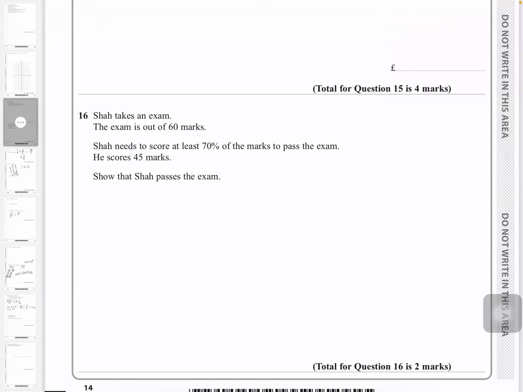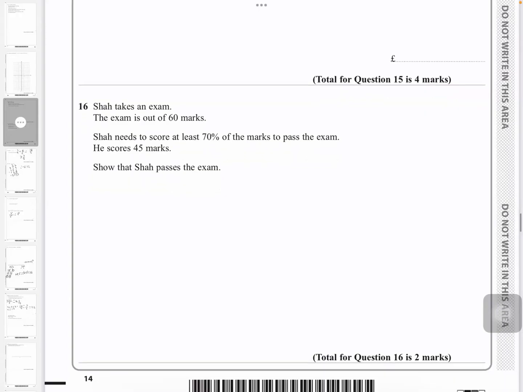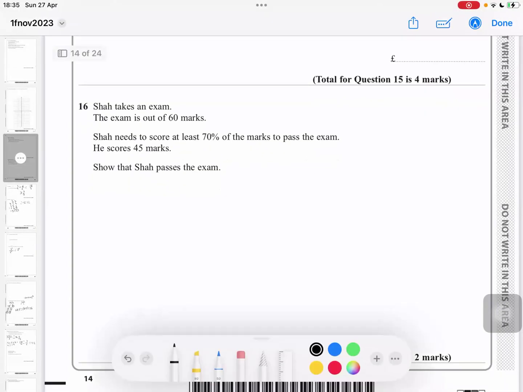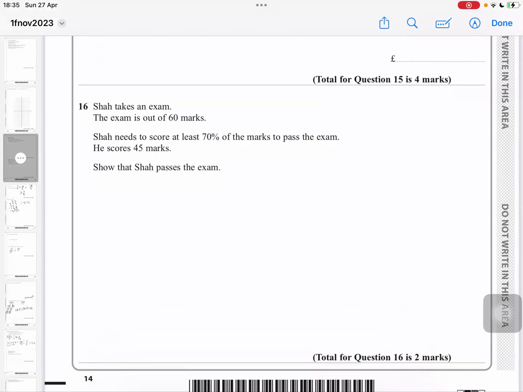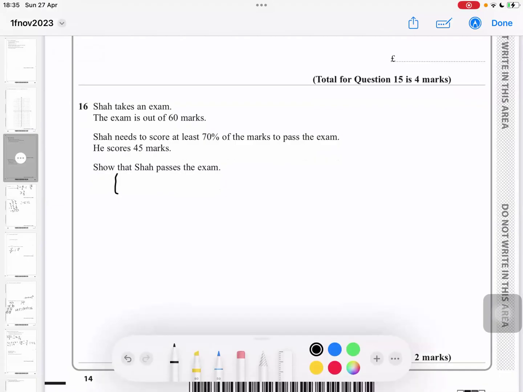What are you going to do? What did you say? 70% of 60. Okay, well, that's one way to go about it. 70% of 60, that's the first thing. So 70% of 60 will give you what? That's 70 over 100 times 60, isn't it? So you want to do that method I showed you, where you cancel out the zeros and then you see what you have left.